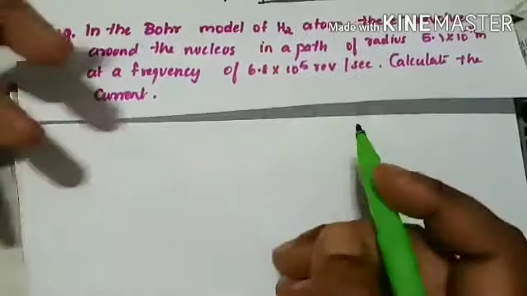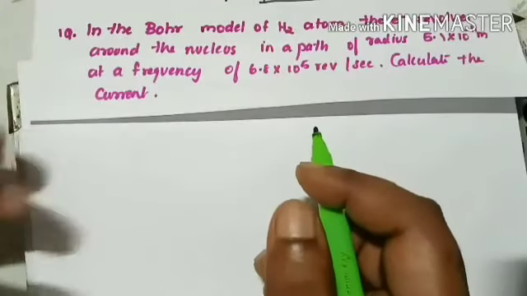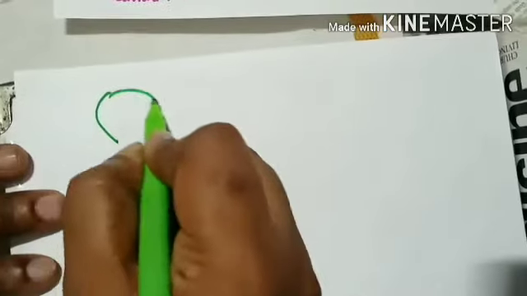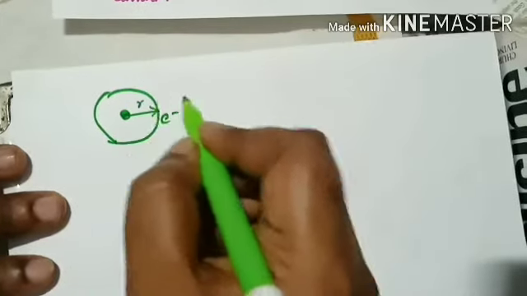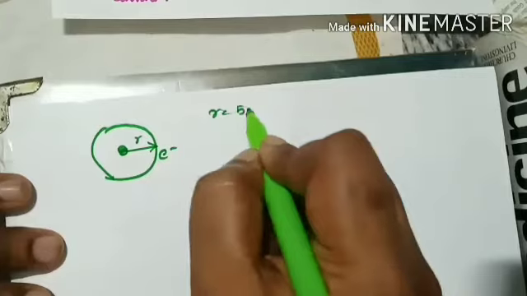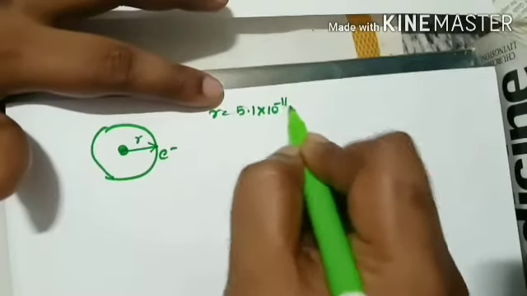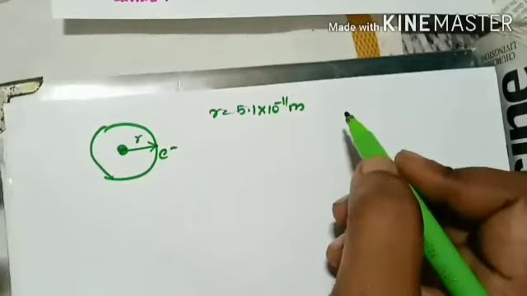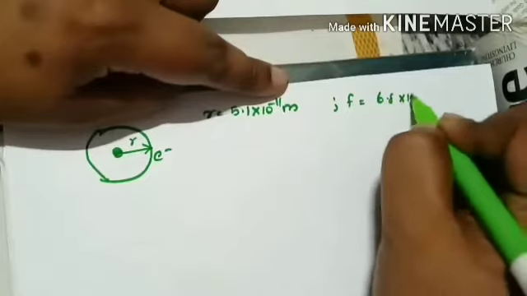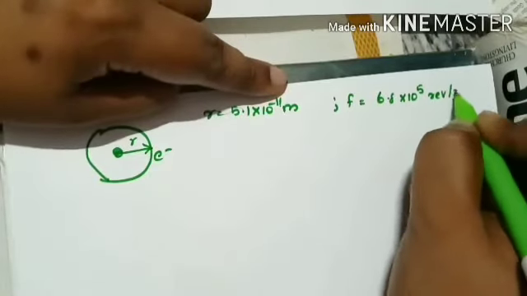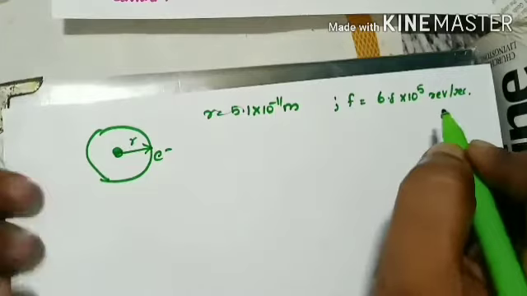So it's a Bohr model of hydrogen atom. There is only a single electron which is rotating in a path, and it is rotating in such a way. Suppose this is your electron. This is the nucleus of hydrogen, and this electron is revolving in a path radius given as r is equal to 5.1 into 10 to the power minus 11 meter. This is given. And the frequency of the revolution is given as 6.8 into 10 to the power 5 revolutions per second. Now you are asked what is current.